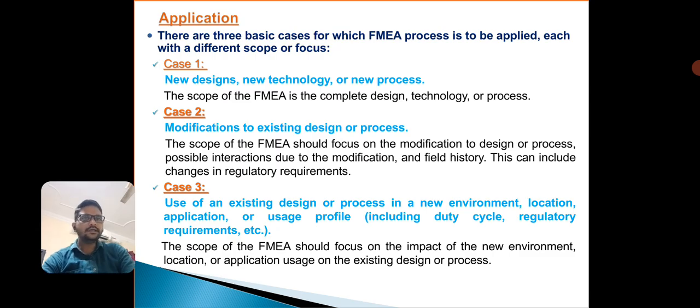First, what are the applications of the FMEA? There are three basic cases when FMEA is to be applied. First is new design, new technology or new process. When we are introducing a new design, new technology or new process, we need to revise our FMEA. And second is modification to an existing design or process. If there is any modification in the current or existing design or process, we need to revise our FMEA.